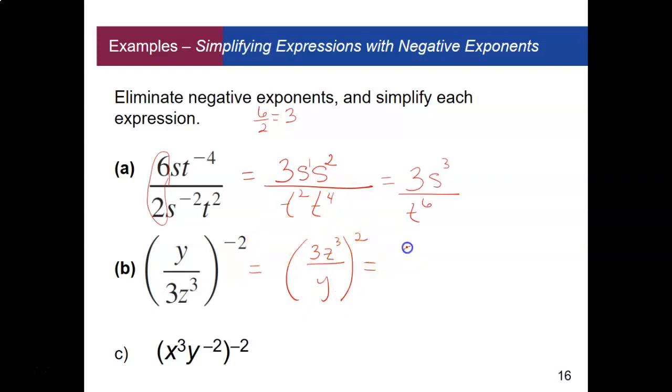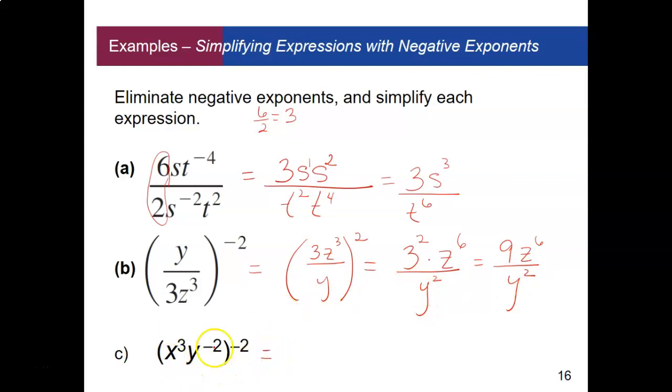Okay, I'm going to distribute the exponent through, so 3 to the 2nd times z to the sixth over y to the second. So I'll have 9z to the sixth over y to the second.